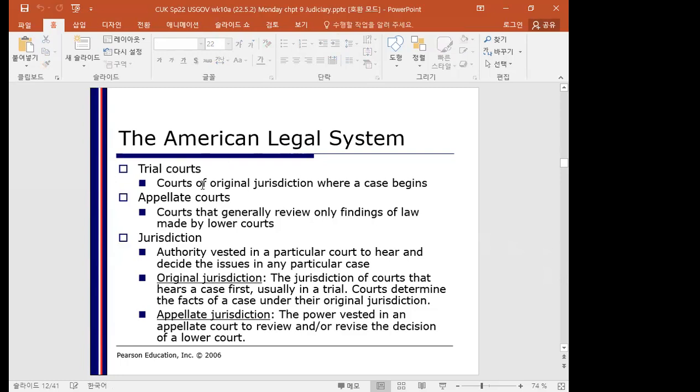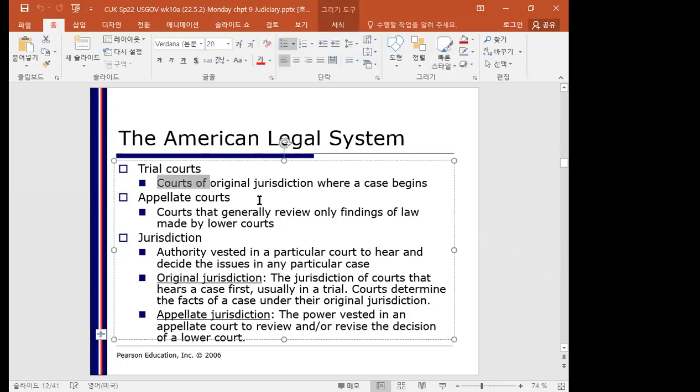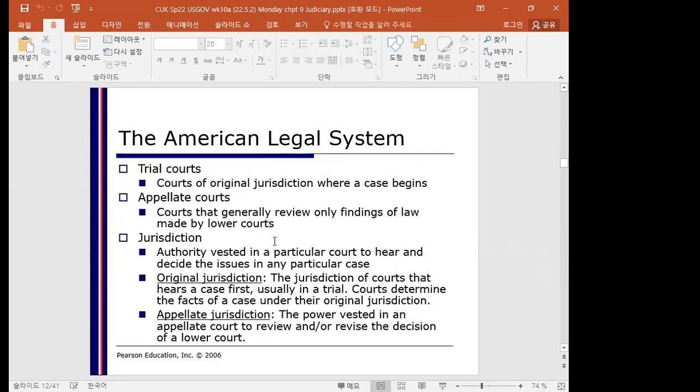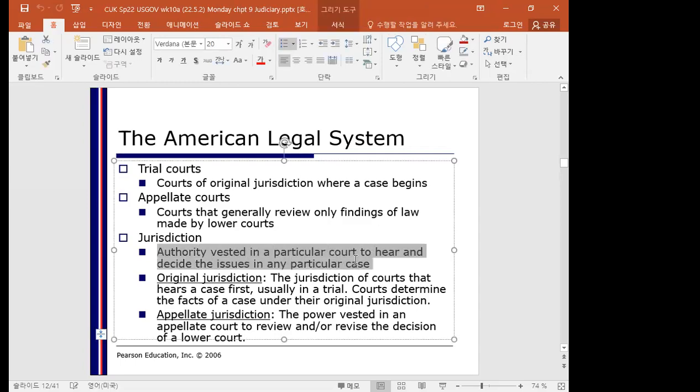So the American legal system has trial courts, courts of original jurisdiction where a case begins. Then there are appellate courts, courts that generally review only findings of law made by lower courts. In other words, was the proper procedure followed, the proper law applied? And jurisdiction, that's authority vested in a particular court to hear and decide the issues in any particular case.